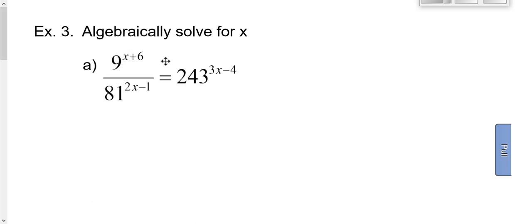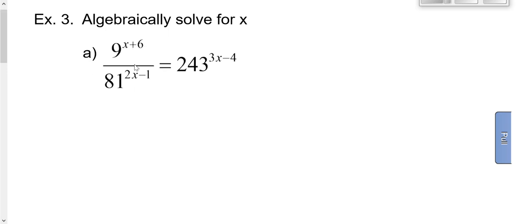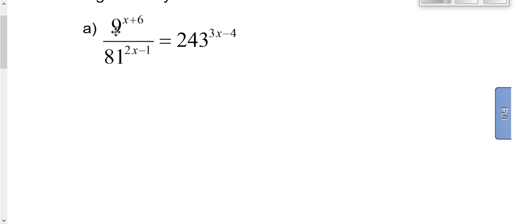Alright, so this one is just like the last one, except obviously much more complicated. So algebraically solve for x, we are going to do the same thing. Convert all these into a common base first. So have a quick look. Hope you can see that the common base here would be 3. I don't expect you to see that you can write an exponent with a base of 3 for 243, but for 9 and 81, I hope this one should be easy for you to spot. Okay, so let's do it then.